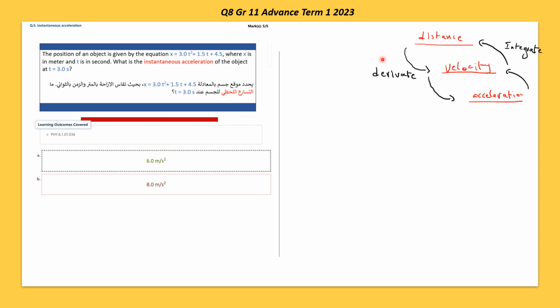So how to go from the distance to the acceleration? Of course, we need to derivate. We need to derivate twice. First, derivate the distance to get the velocity, and then from velocity to get the acceleration. So here is the function 3t squared plus 1.5t plus 4.5.